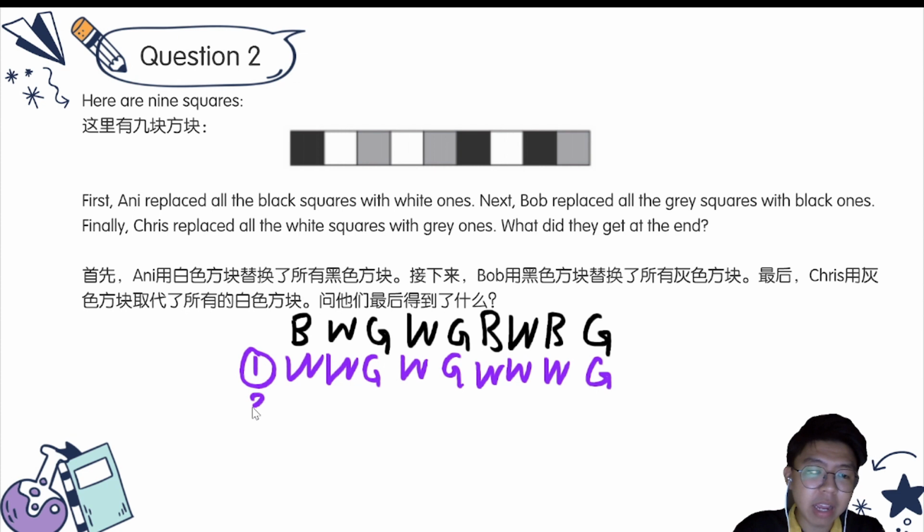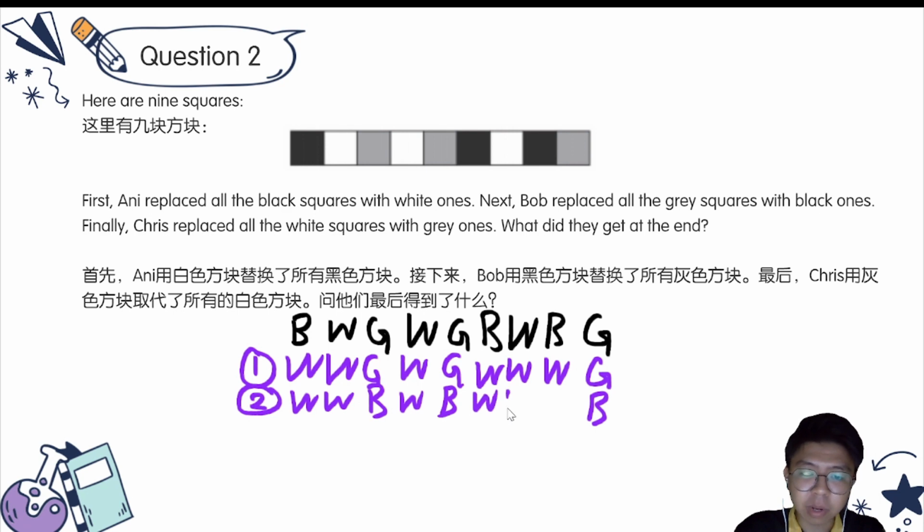And followed by the second step here. It says replace all the gray squares with the black ones. So replace all the gray squares. You can see this one is gray. We'll replace it with the black one. This one will change to the black. And also this will change to the black square. And the rest we can copy again. So white, white, white, white square, and the last white square.